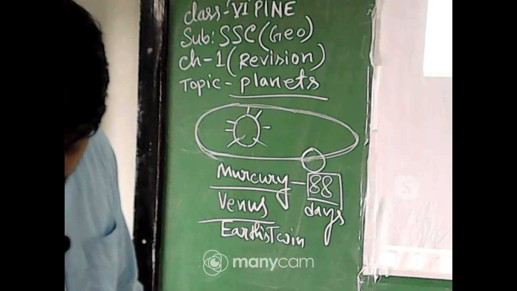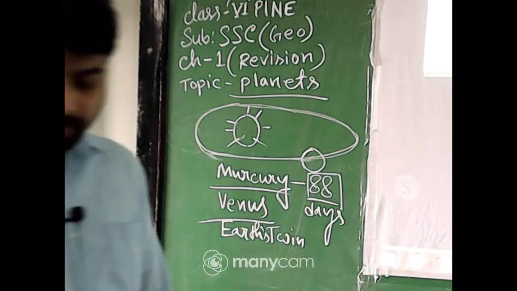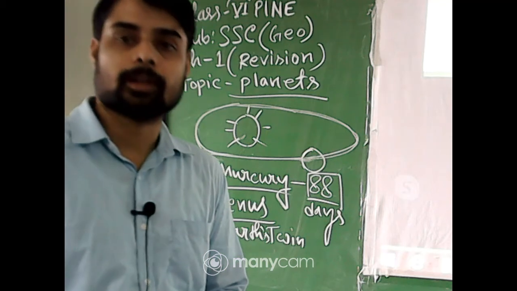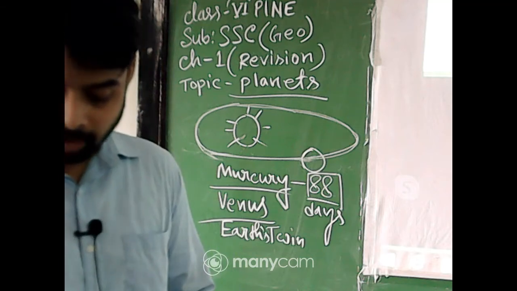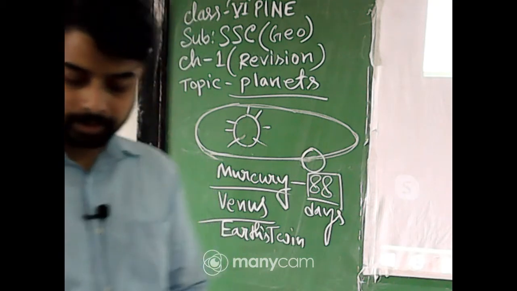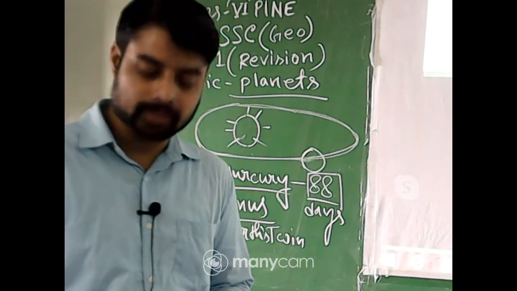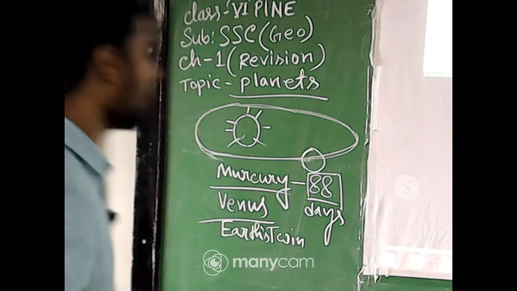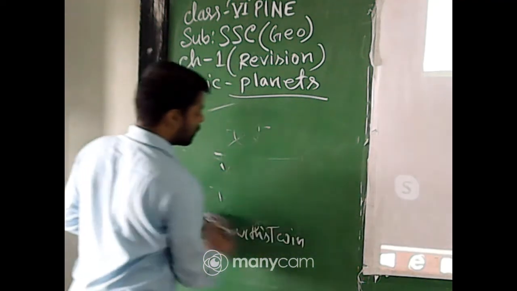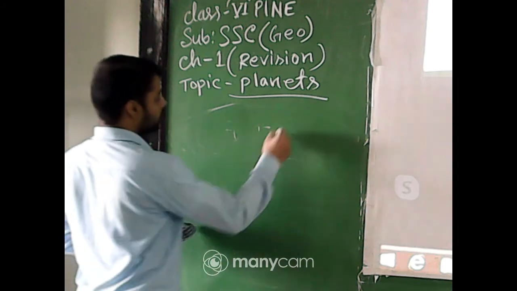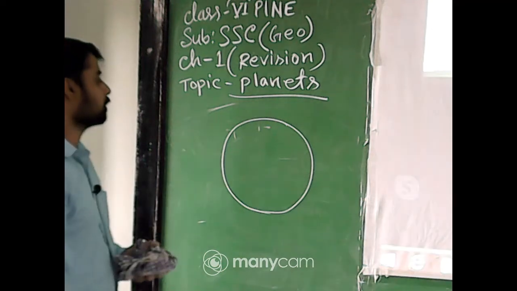Our planet Earth is the third nearest planet to the sun, and it is the fifth largest planet in size. It is slightly flattened at the top, and that is why its shape is described as a geoid. Earth is not completely round shaped. Remember this: the Earth is not round shaped, it is like a geoid.